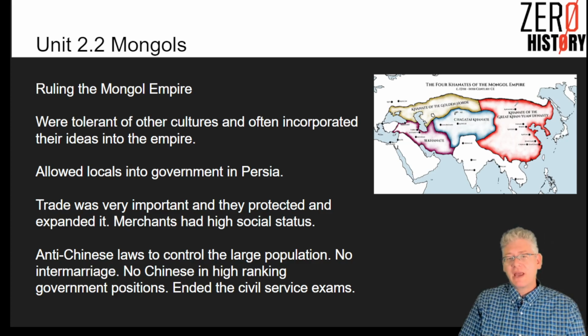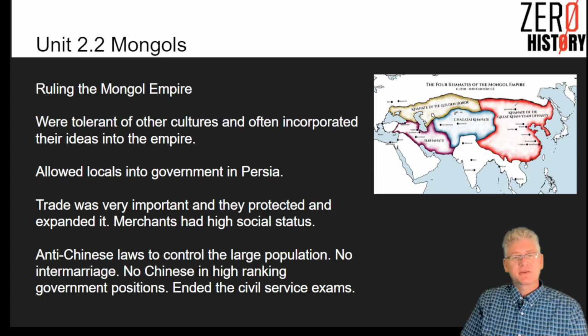They're also more than happy to incorporate new ideas. So if they find new languages or new military technologies or something like that, they're more than happy to bring those into their empire and make their empire even stronger, because they're all about winning. That's what they want to do. They don't really care about these other things instead.